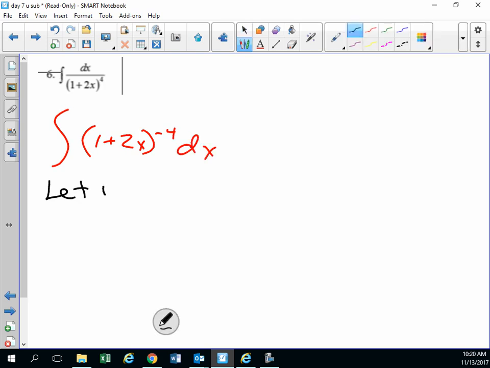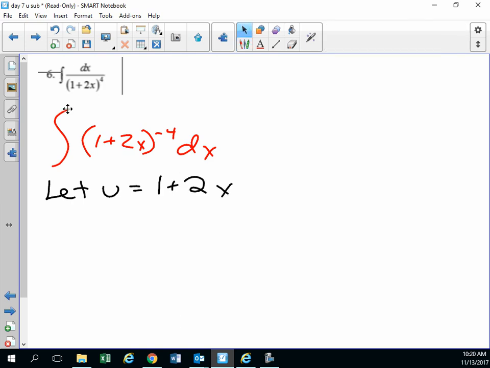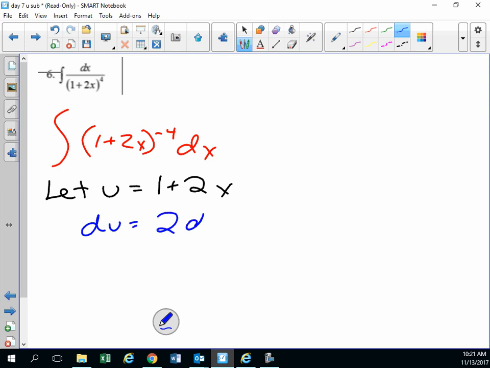What did you let u equal? 1 plus 2x. Notice that I brought it up and made it parentheses to the -4 power. The u is 1 plus 2x. Then du is 2 dx. The problem is, I don't have the 2.